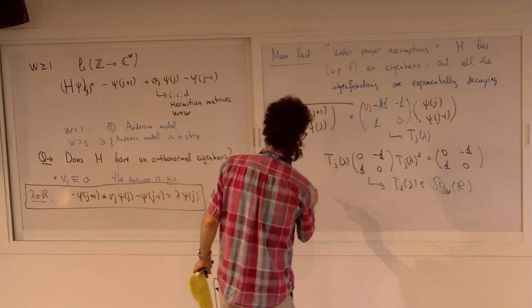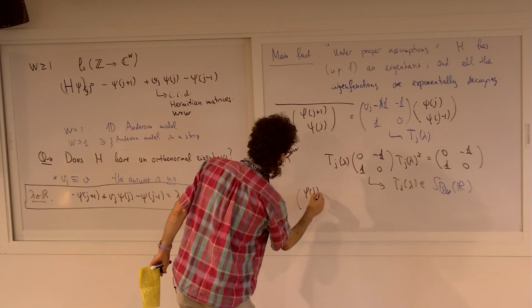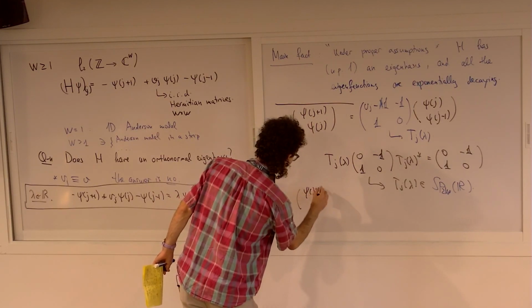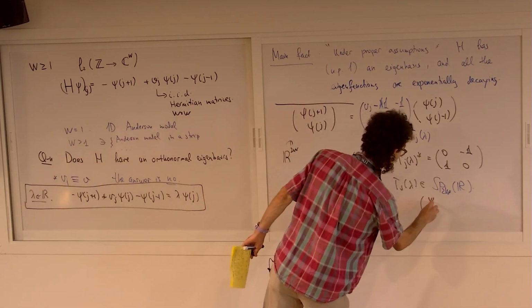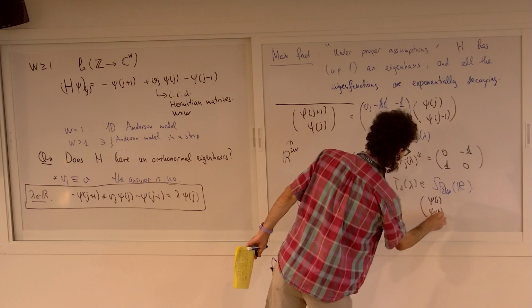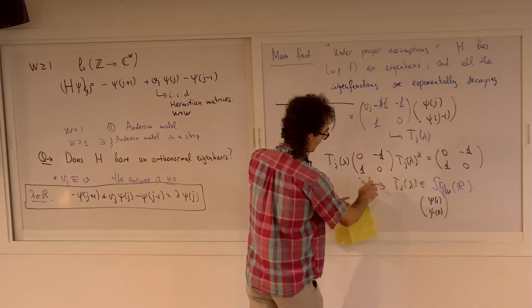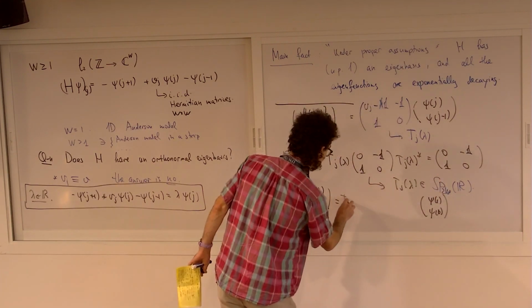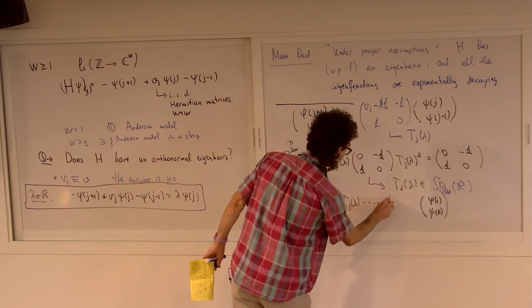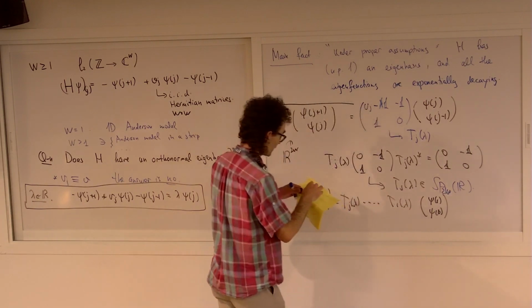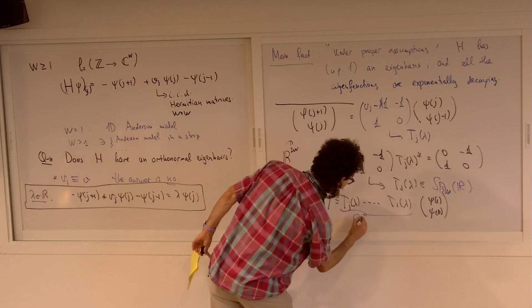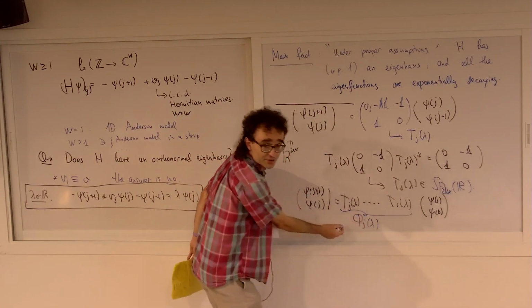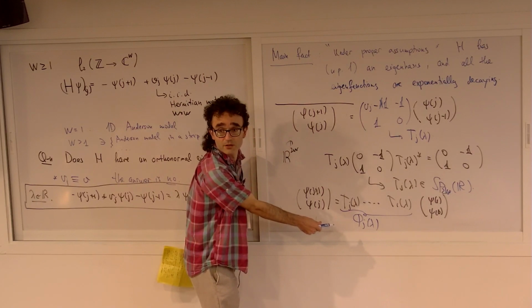So psi j plus 1, psi j is obtained from the initial conditions psi 1, psi 0 by multiplying j of these matrices, Tj of lambda up to T1 of lambda. I'll denote this product by phi j of lambda. Is this phi j still visible back there?